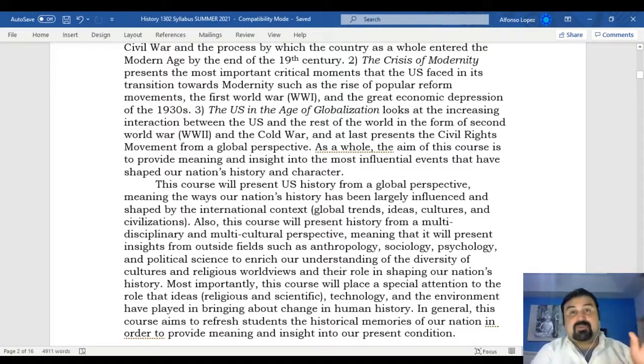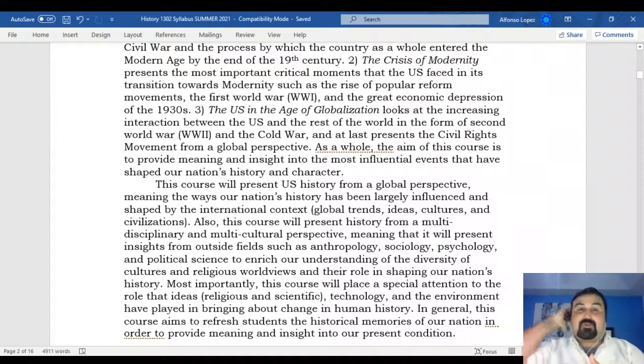So that is the first period, called Building Modern America. The United States entering the modern age, that is to say. So the second historical period we're going to see is called the Crisis of Modernity, okay, the Crisis of Modernity. And the period of time that we're going to be paying attention to in the Crisis of Modernity is 1890 to 1939.